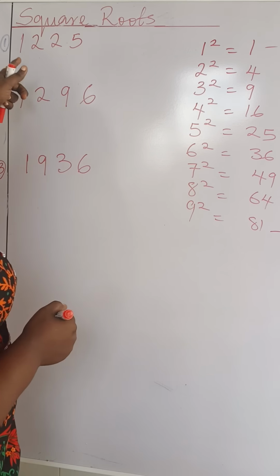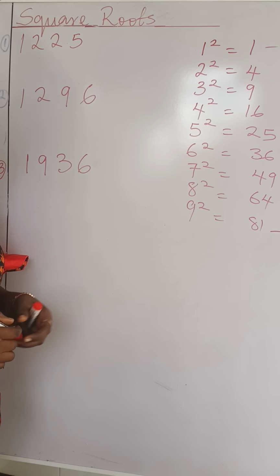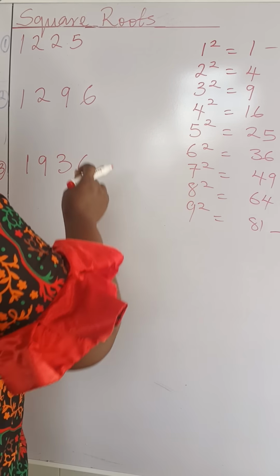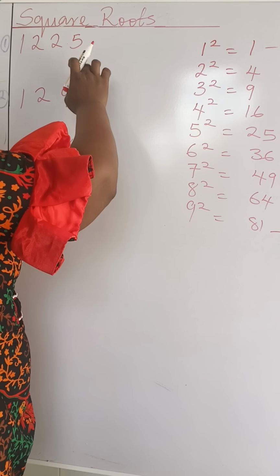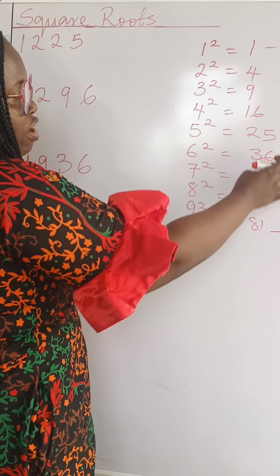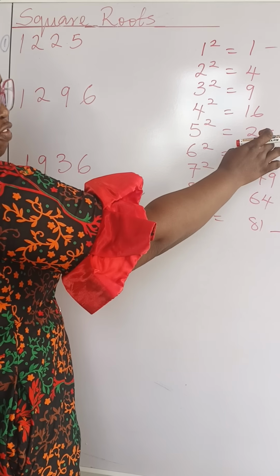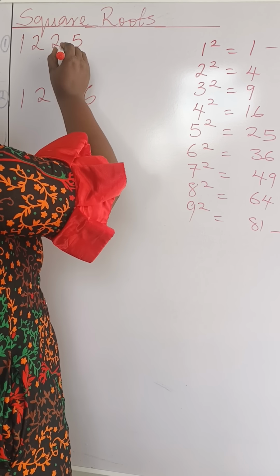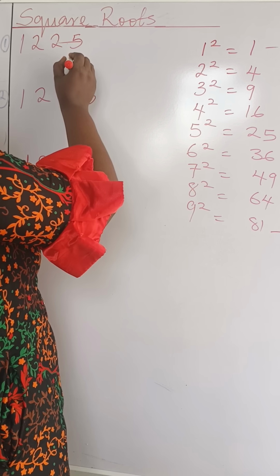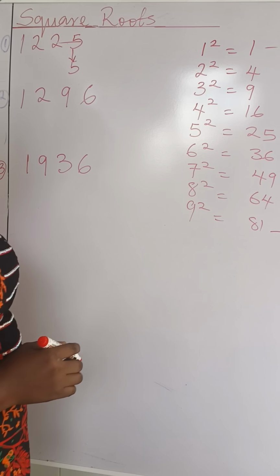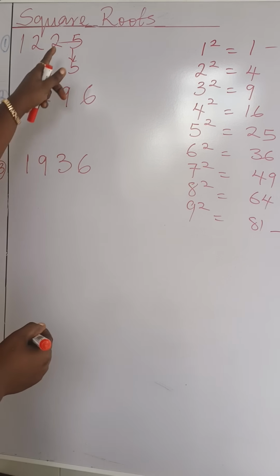Now let's look at 1225. What is the square root of 1225? First, we look at these two numbers here, 25. Which one has 5 ending it? That is 5 squared. So we'll write 5 here. We'll cross these two and write 5 below it this way. Are you seeing it? Write 5 below.